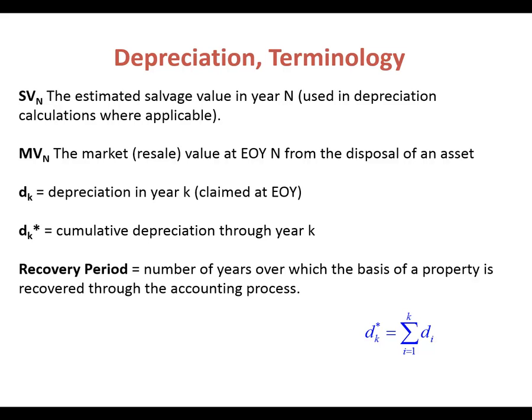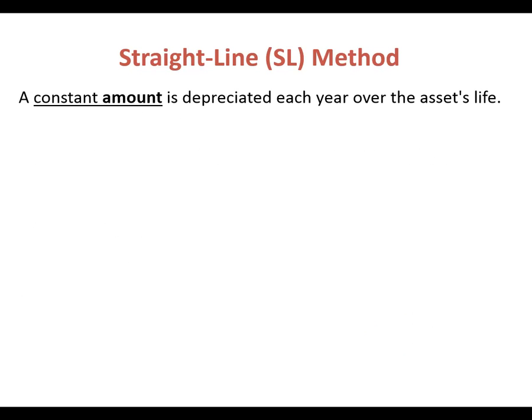Depreciation in year K is how much depreciation occurred in any given year, and then D K prime with a star here is how much total depreciation has occurred up until the year of interest. The straight line method says that every year you're going to have the same amount of depreciation. So here are the formulas for the straight line method, and the formulas maybe make it look a little bit more complicated than it actually is.